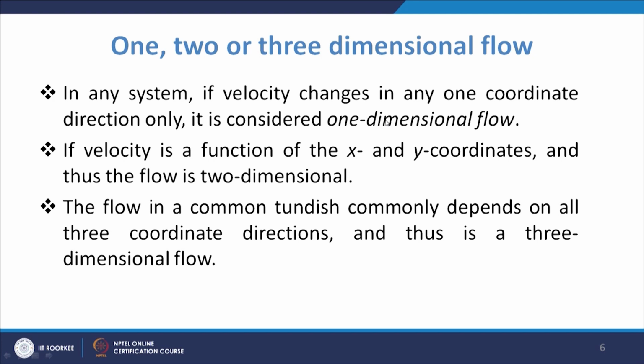Now, coming to the dimensionality of the flow. So, if you talk about the present case, you see that the velocity will be changing in one coordinate direction as you are moving in the y direction. So, your velocity seems to be changing. So, that is basically one dimensional flow. So, if velocity changes in any one coordinate direction only, then it is considered the one dimensional flow. Similarly, if the velocity is a function of x and y coordinates both, then the flow is said to be two dimensional.